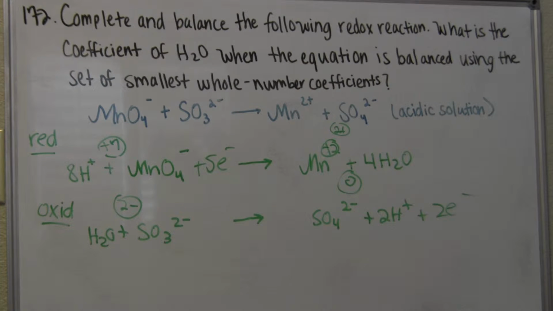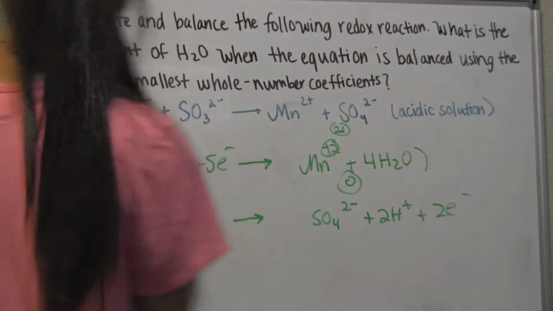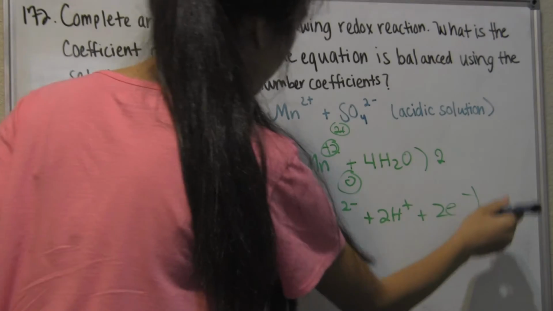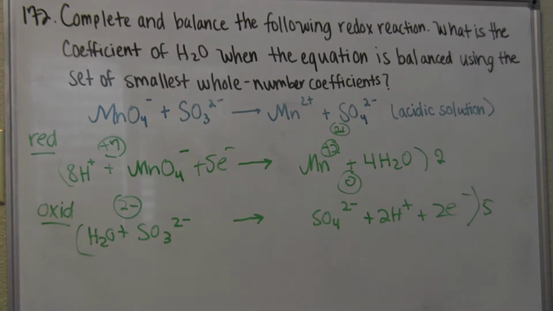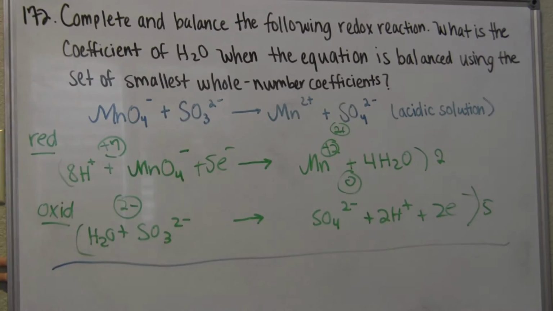So now from here, we can put these 2 reactions together, and we'll make the whole reaction to find the coefficient of H2O. As you can see, there's a 5e and there's a 2e. To balance those electrons out, we can multiply this whole thing by 2 and this whole thing by 5. So now let me change colors and let's write out the reaction.